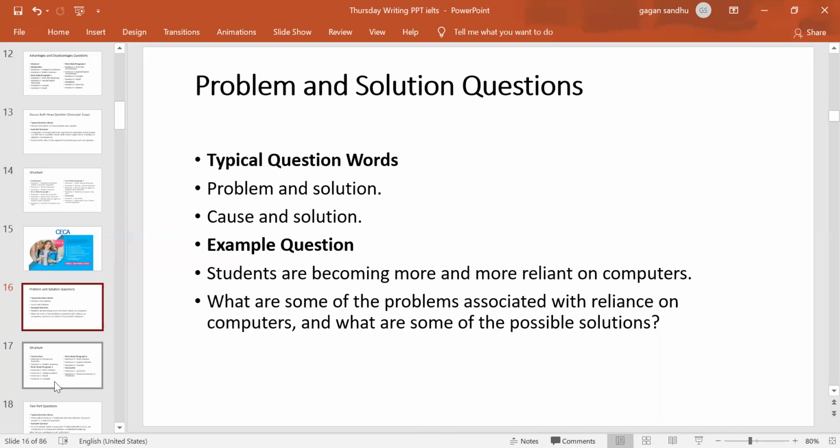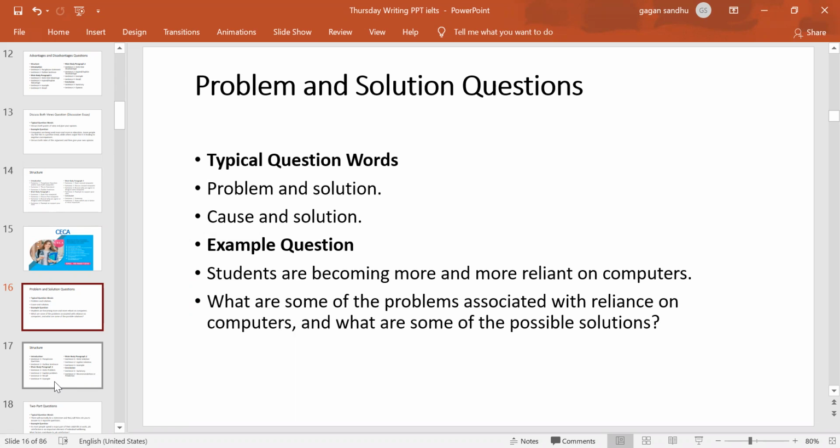Then the fourth category, the problem and solution question. So a problem-solution question has the typical question words like what are the causes, what could be the possible solution, what are the problems that exist because of the situation, and what could be at least one possible solution, right?